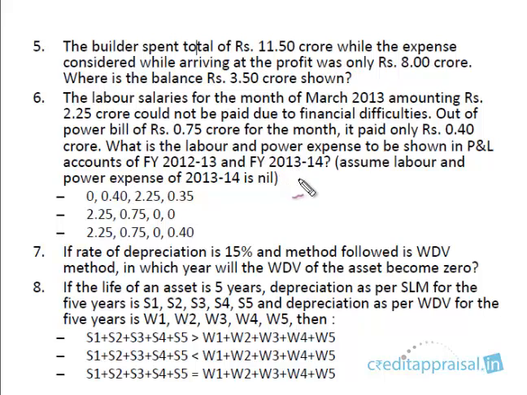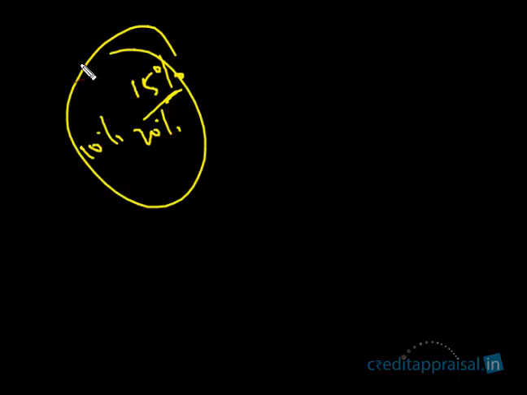If the rate of depreciation is 15% and the method followed is WDV, in which year will the WDV of the asset become 0? This is actually a tricky question. The rate of depreciation is 15%. I have just given this 15% to confuse you. Whether it's 10% or 15% or 20%, it's immaterial. This is not going to answer our question. So we are saying under the WDV method, when will the value of the asset become 0?